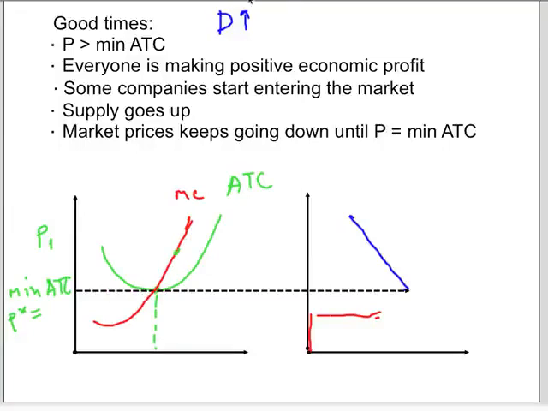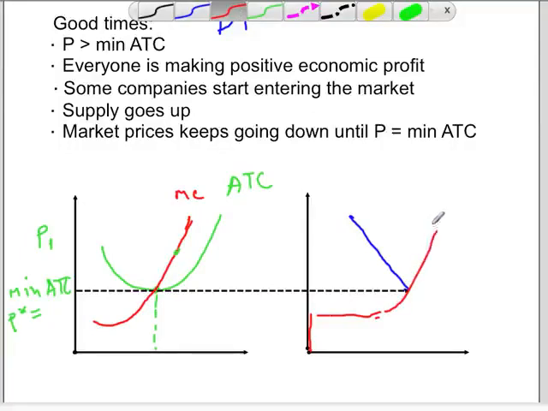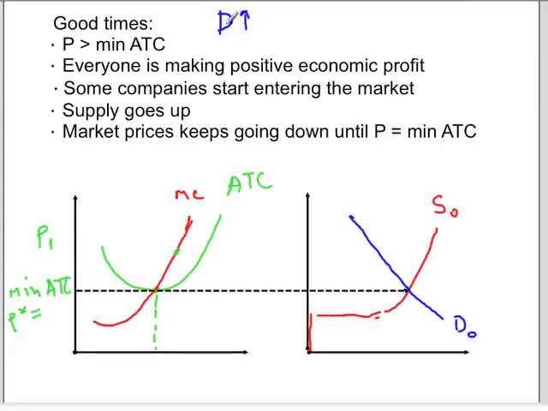So let's say we were in this initial situation where price was equal to minimum average total cost of the representative company in this industry. That was our supply curve, determined by the individual supply curve for each company there, and by the number of companies, S0, and that was our demand, D0. So this is where we were in the long run before things turned.